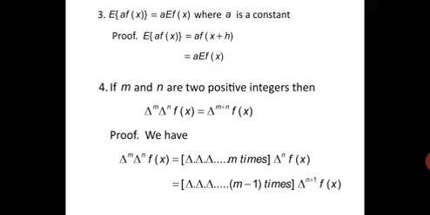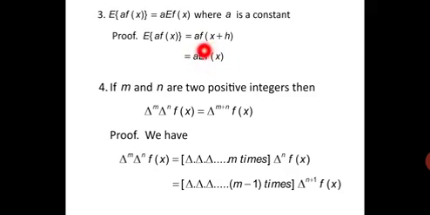Shift operator E of a into f of x is equals to a into E of f of x, where a is a constant. That is, the constant can be kept outside and the shift operator should be applied to the function only, right? Very simple proof. We have considered E of a into f of x. What is the definition of the shift operator? E of f of x is equals to f of x plus h. Wherever x is there, x should be replaced by x plus h only. So a as it is, f of x plus h. Now you can see this part, f of x plus h, is nothing but E of f of x.